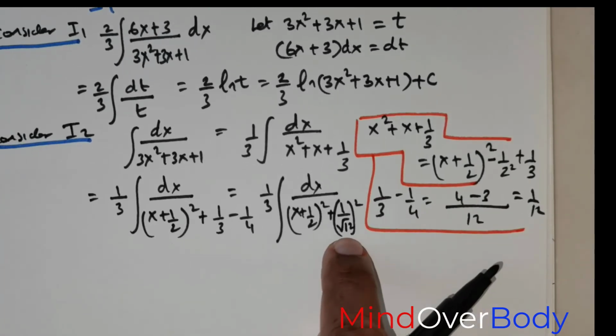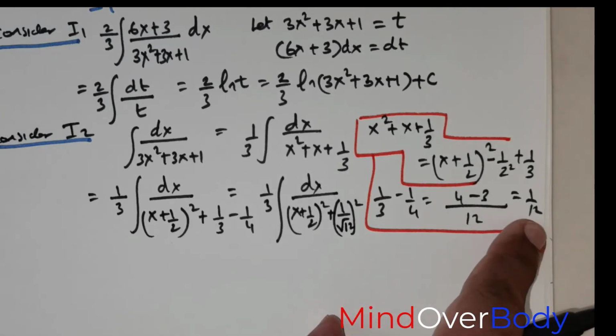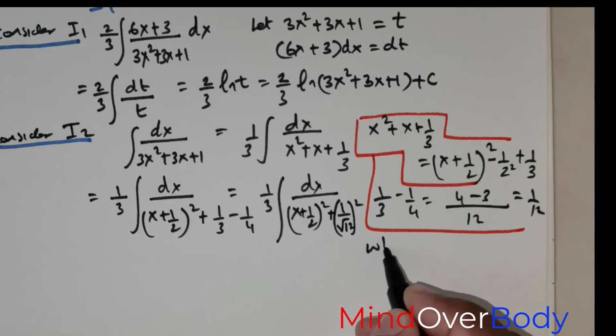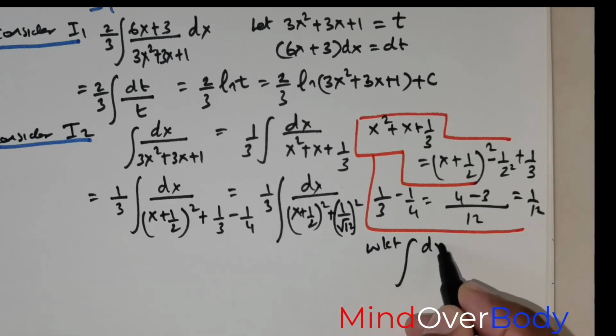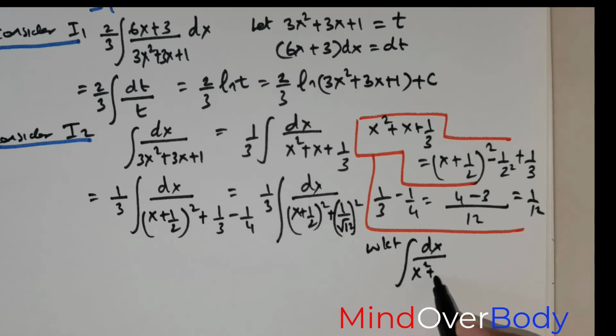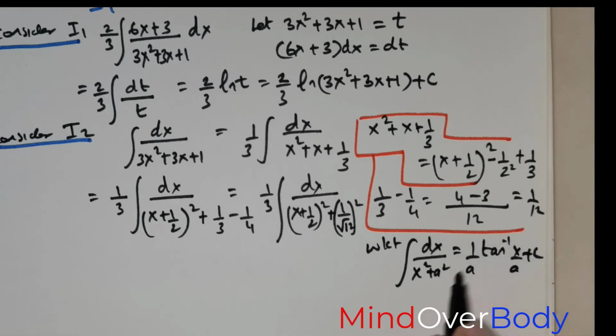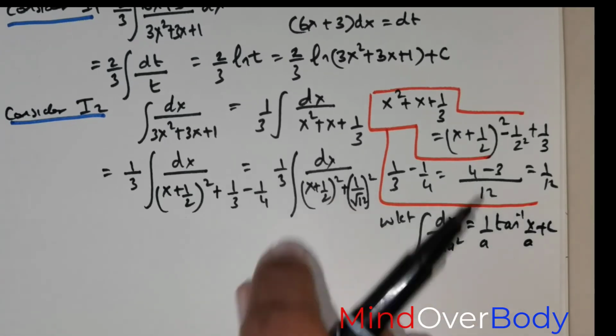Because when you square this, it's going to be the quantity that we have got. Now, what do we know? We know that the integral of dx over x squared plus a squared is 1 over a tan inverse of x over a plus c. We know this formula. I'm going to use this formula over here.